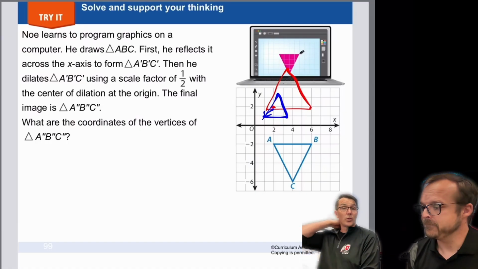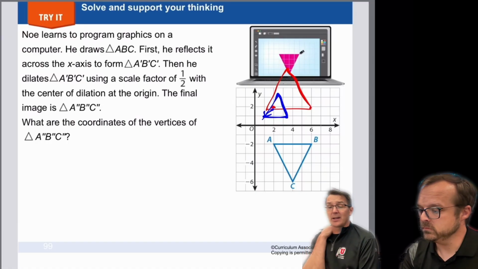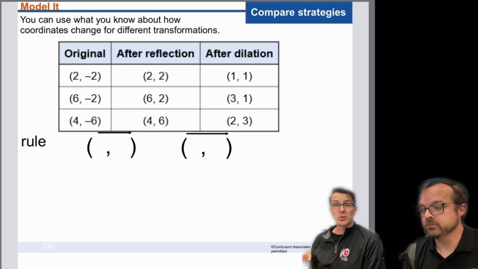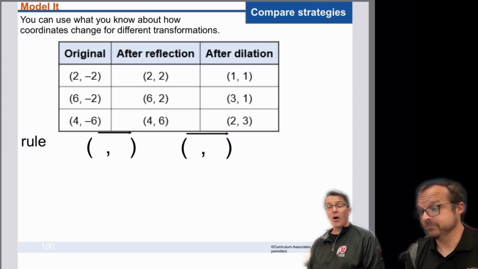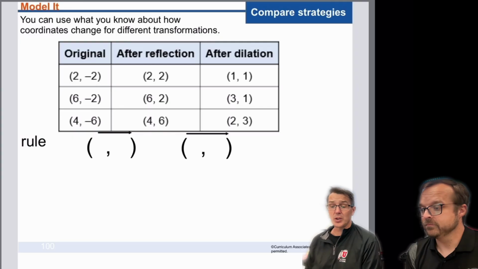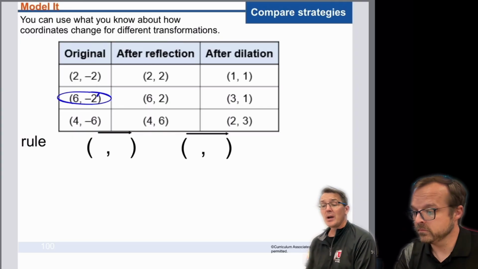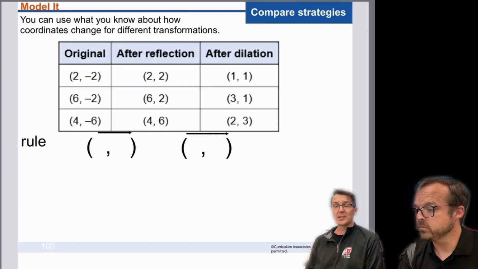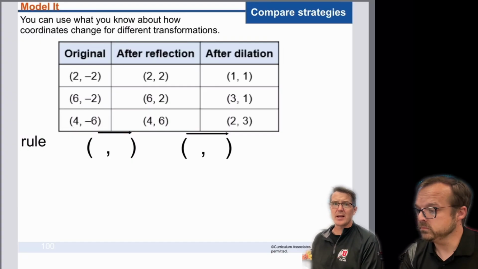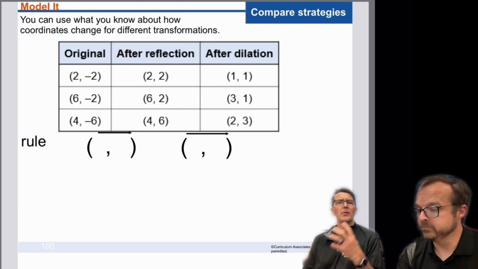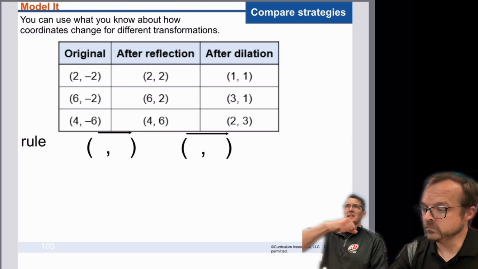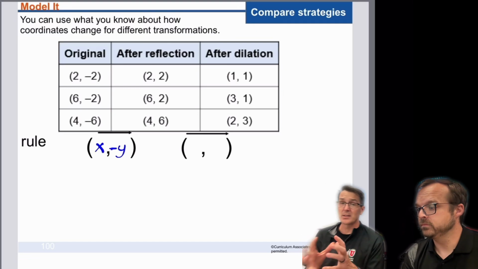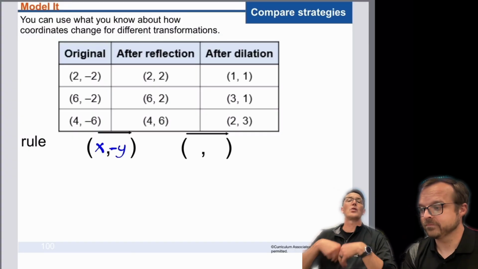So this is where rules come in handy. On the next slide, which should be in your book on page 100, it shows you all the points: 2, -2, 6, -2, 4, -6. Those are the original points. What I like to do is write down the rule. The first thing we did is a reflection over the x-axis. And what's the rule for that? Over the x-axis, x stays the same, y's changed, so we go x, -y. That doesn't mean everything turns negative. It means it goes to the opposite.